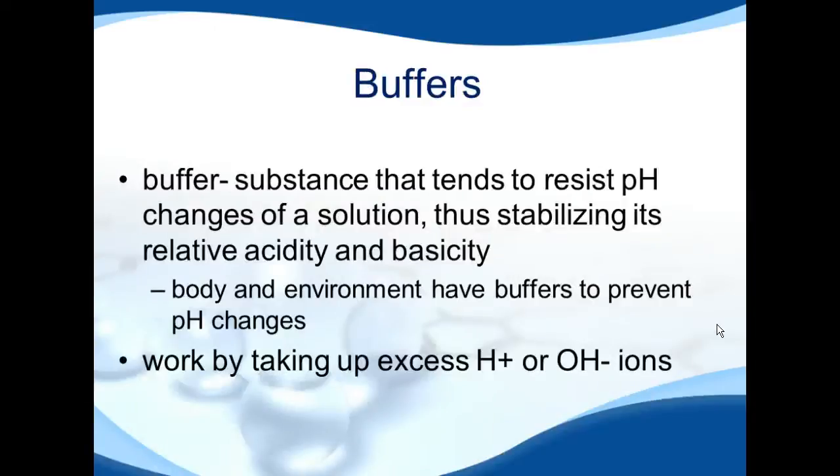Buffers are substances that tend to resist changes in pH so that the solution doesn't change in pH. It stabilizes the solution's relative acidity or basicity. So you're going to see when we go through the different body systems that the body has different buffers to prevent those changes in pH. And so what buffers basically do is they either take up extra hydrogen or extra hydroxyl ions that are in a solution so that they can keep the pH of a substance at a relatively neutral number.